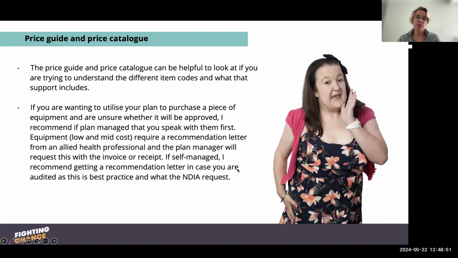So the other thing that's helpful to look at, and I know it's a bit annoying, is the price guide and price catalog. The price catalog is just a whole lot of item numbers, so you can't really decipher that, but it is good to have that in the background. But reading the price guide can help you with understanding what an item code can be used for. There's some that are really vague, and then it'll explain it. So skill building, for example, under improved daily living budget, what does that actually include? In the price guide, it gives you an explanation.